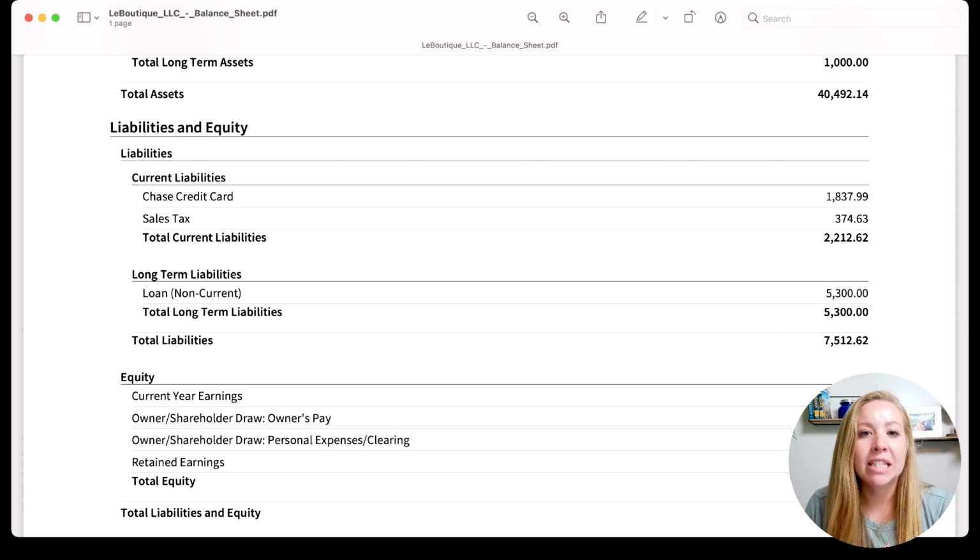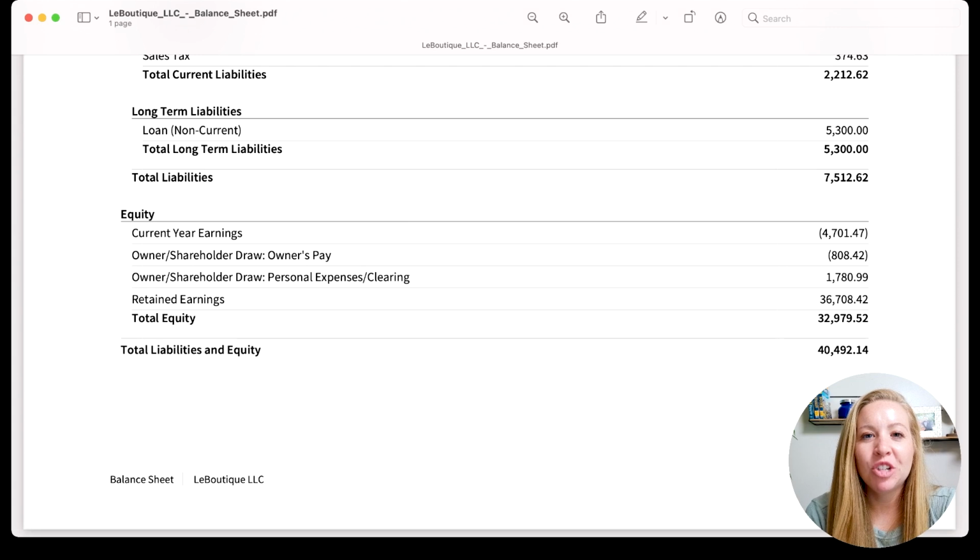And then any other miscellaneous loans, so both long-term and short-term loans, will also be listed here in liabilities. And any other bills that your business may owe money on or have to pay could also be listed under a section called accounts payable. So that is the liability section.